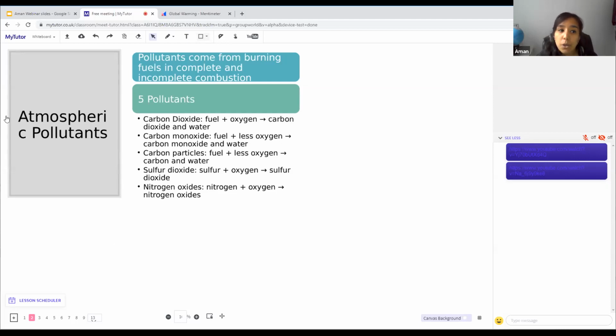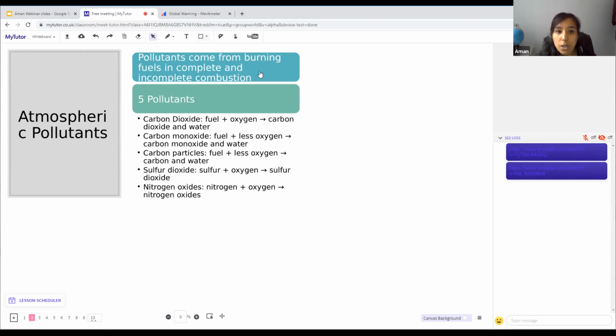The atmospheric pollutants are slightly different. The greenhouse gases will undergo the greenhouse effect and cause global warming. Atmospheric pollutants, although one of them is a greenhouse gas, the others are not. So they do not contribute to the greenhouse effect. Instead, they cause other things that happen to the atmosphere, and that's what we're going to be looking at today.